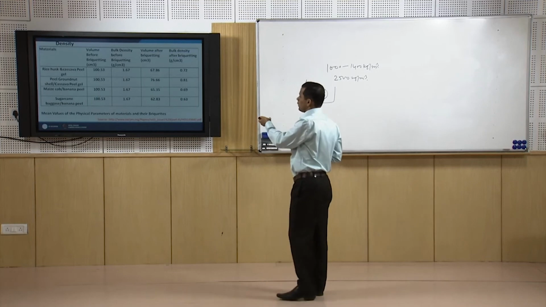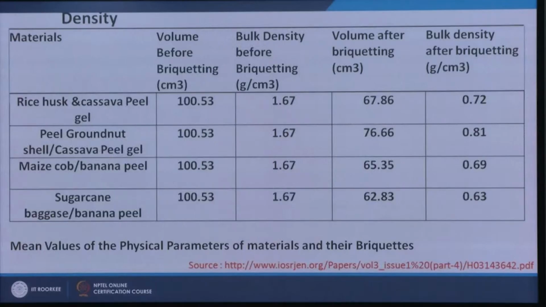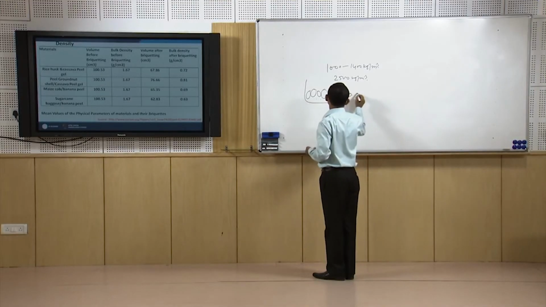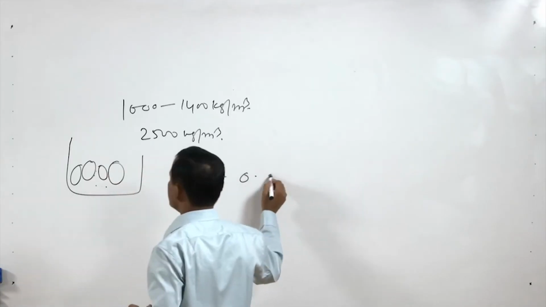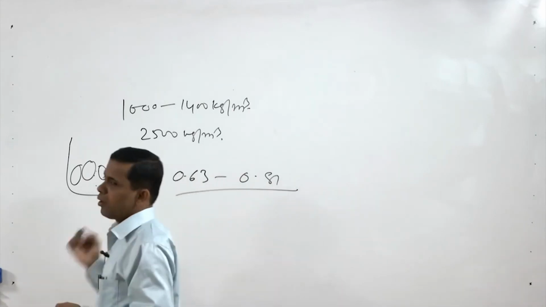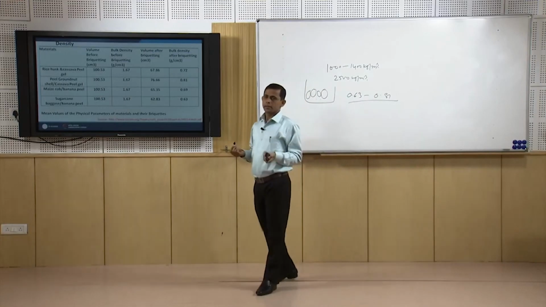Some examples for other materials like groundnut shell and cassava peel are also given, and some other, maize cob and banana peel, sugarcane bagasse and banana peel; some information is given. So, on the basis of this data, it seems that the bulk density after briquetting varies within 0.63 to 0.81. So, this is the normal range within which the bulk density varies.